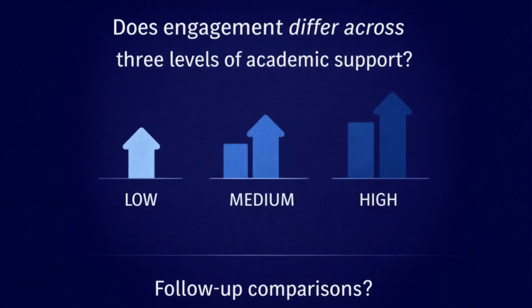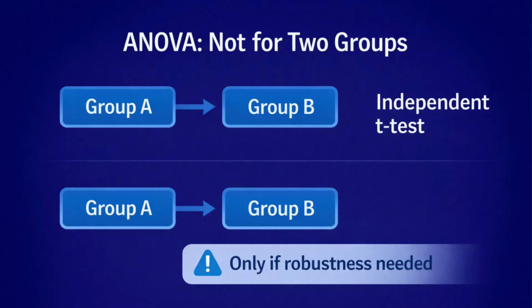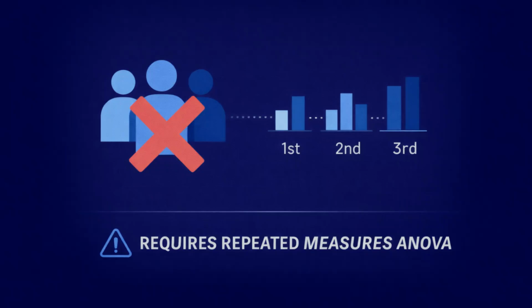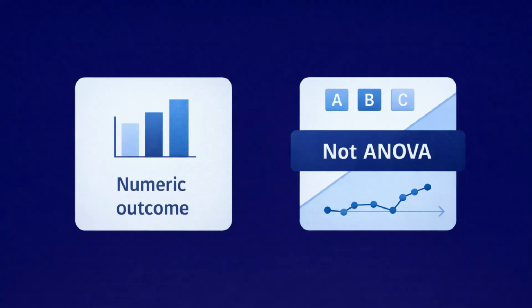Another study might examine whether engagement differs across 3 levels of participation in academic support services, and then apply the same decision logic for follow-up comparisons. ANOVA is not appropriate when there are only 2 groups, unless there is a case that allows for robustness when there is an assumptions violation. It is not appropriate when the same participants are measured more than twice, which would require a repeated measures ANOVA. It is not appropriate when the outcome is categorical rather than numeric, or when the goal is relationship or prediction.